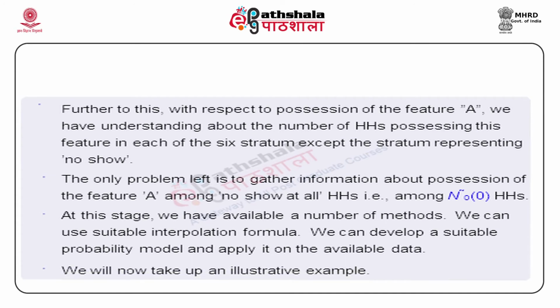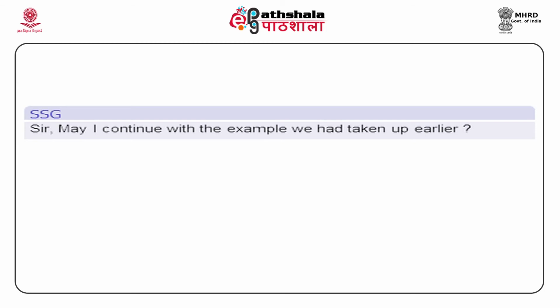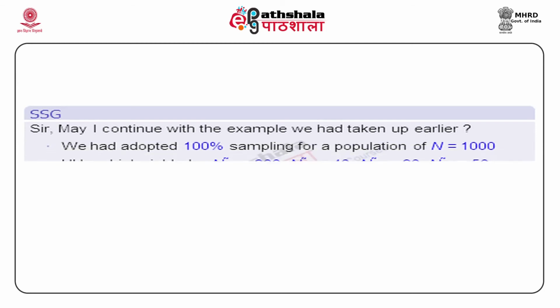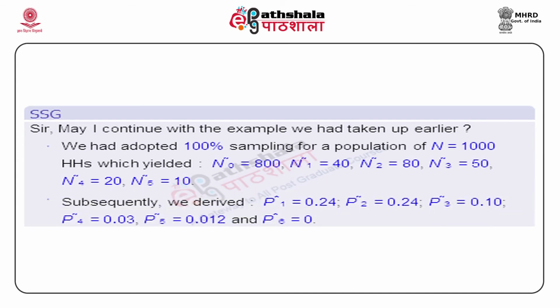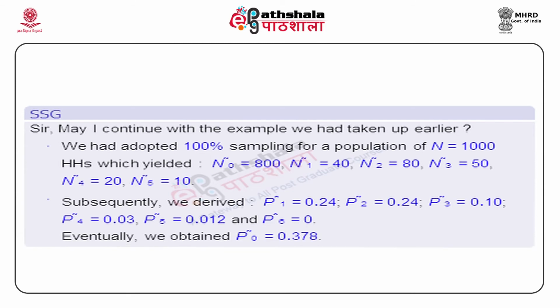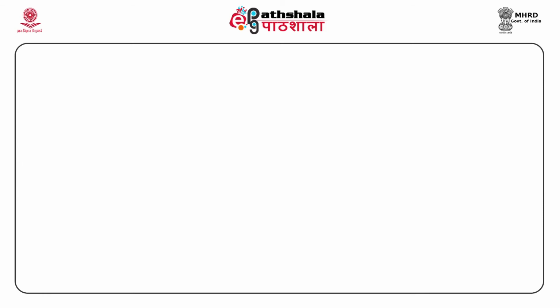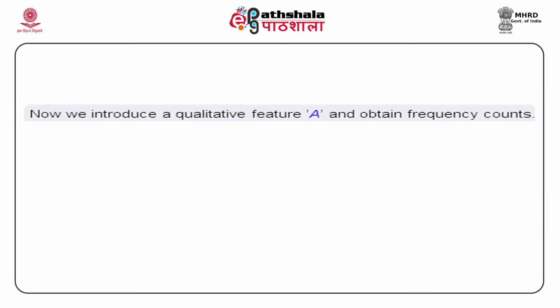Let us take up an illustrative example. May I continue with the example we had taken up earlier? We had adopted 100% sampling for a population of 1,000 households, which yielded ñ0 as 800, ñ1 as 40, and so on. Subsequently, we derived π1 hat as 24%, π2 hat as 24%, π3 hat as 10%, etc. So eventually, we obtained π0 tilde as 0.378. Now, we introduce a qualitative feature, A, and obtain frequency counts.